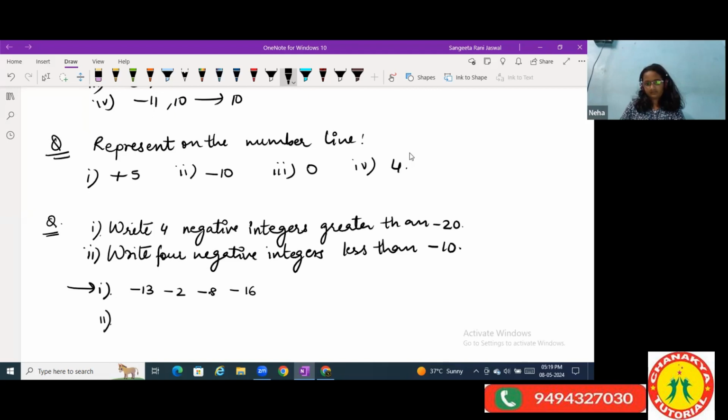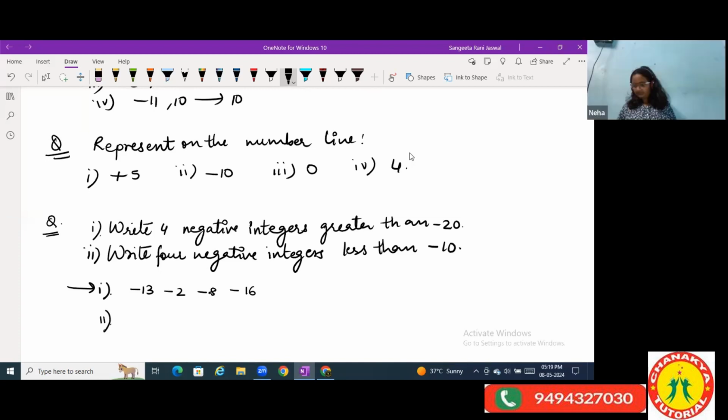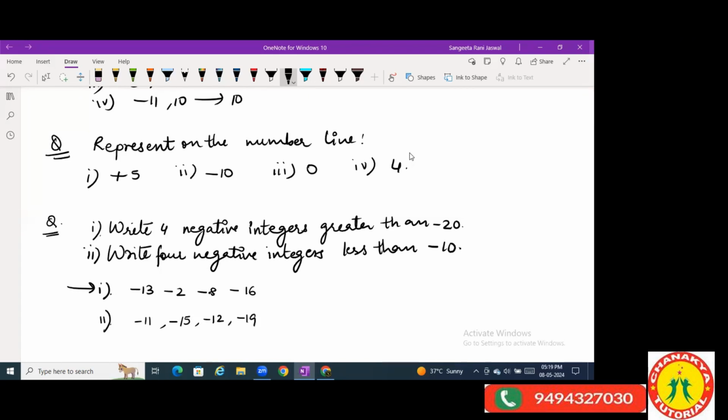For the first question, ma'am, or the second? No, next one. Four negative integers less than minus 10. Minus 11, negative 15, negative 12, negative 19. Okay. So that's correct.